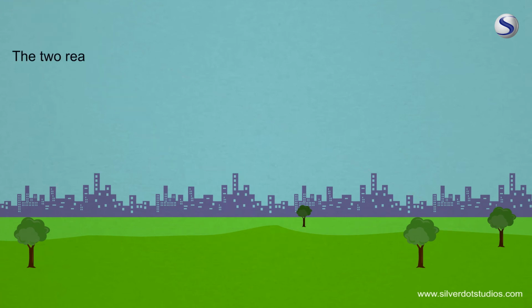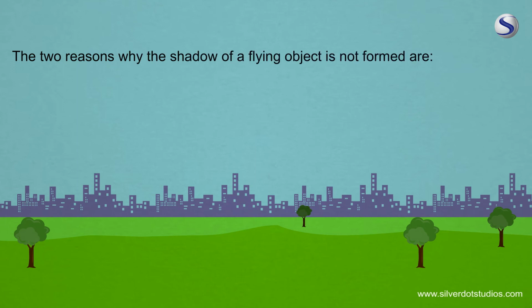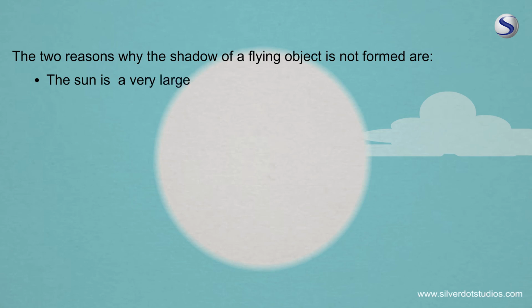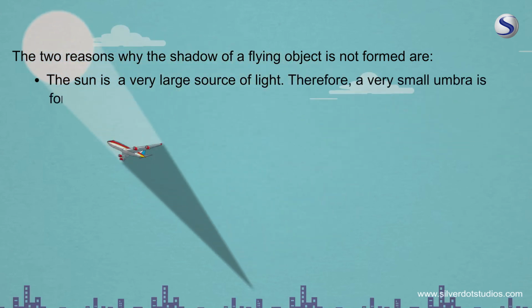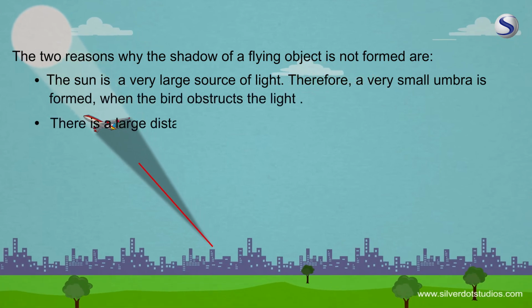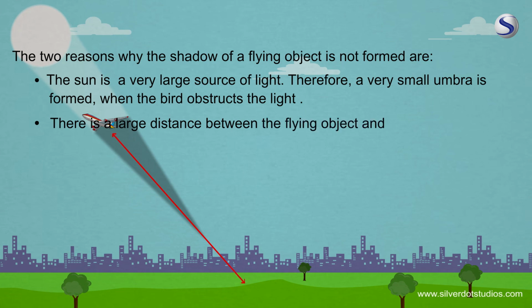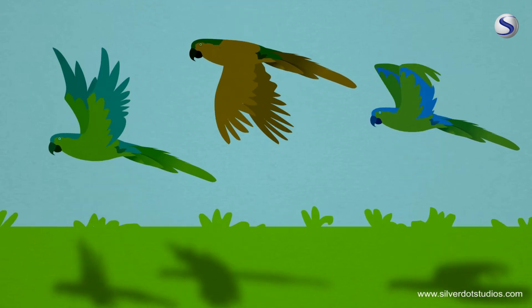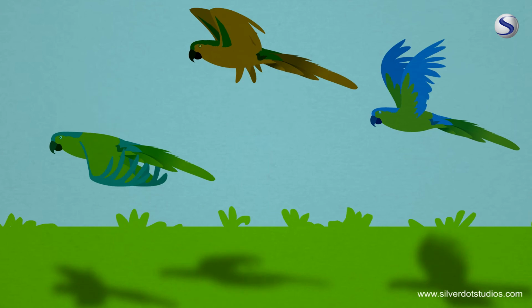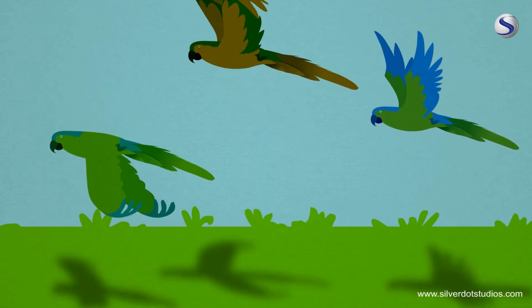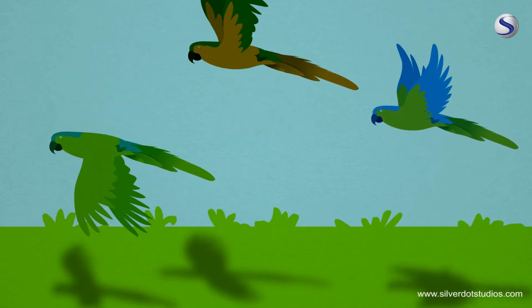The two reasons why the shadow of a flying object is not formed are: the sun is a very large source of light. Therefore, a very small umbra is formed when the bird obstructs the light. There is a large distance between the flying object and the ground. On the other hand, if the bird is flying low, for example, at a height of 2 or 3 feet above the ground, the shadow of the bird can be easily visible on the ground.